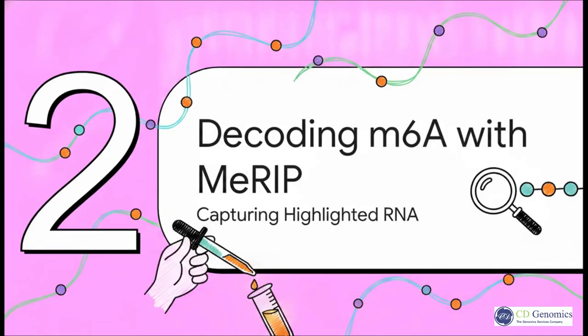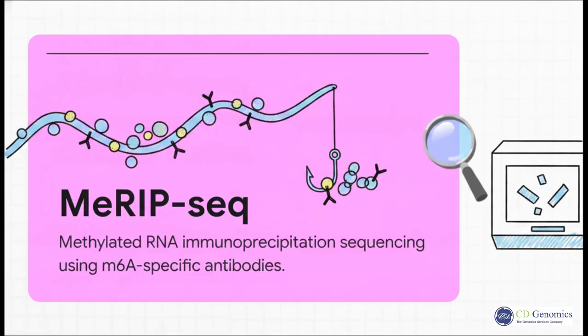Section 2. Decoding M6A with MeRIP. Capturing the highlighted text. So now that we know this highlighted text exists and does so much heavy lifting, how do we actually read these hidden molecular highlights in the lab? The answer is our main investigative tool, MeRIP-seq. That stands for Methylated RNA Immunoprecipitation Sequencing.